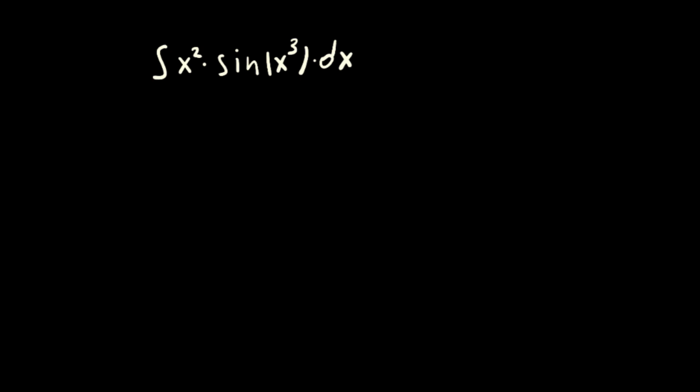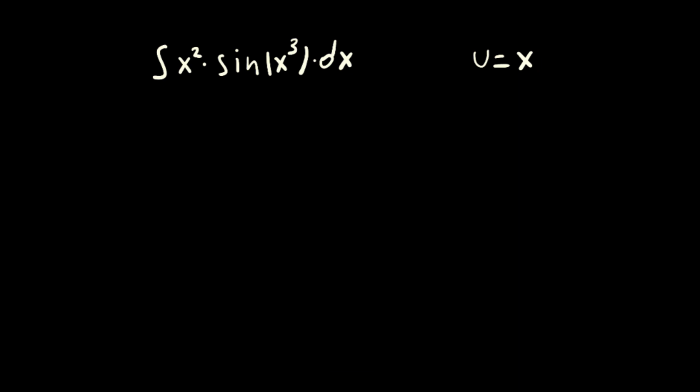Now, what if you were to see an expression that looks like this? What is the antiderivative of x squared sine x cubed dx? What would you do in a problem like this? Now, there's a technique called substitution, and you want to replace all the x variables with u variables.